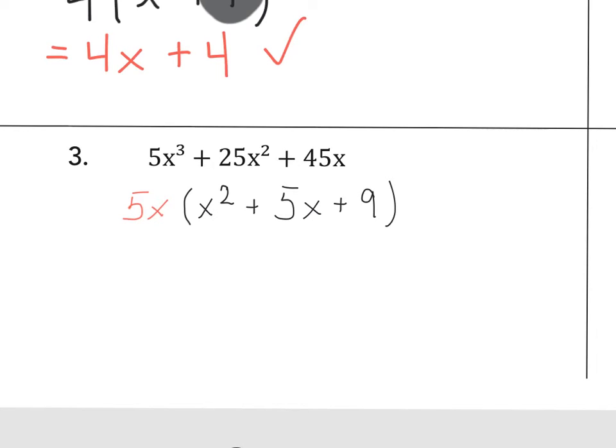And before I move on, I just want to double check my work. 5x times x squared leaves you with 5x to the third. 5x times 5x leaves you with positive 25x squared. And 5x times 9 leaves you with positive 45x. Quickly check over what you have. Looks the same, so we did our work correctly, and our original factored expression is correct.